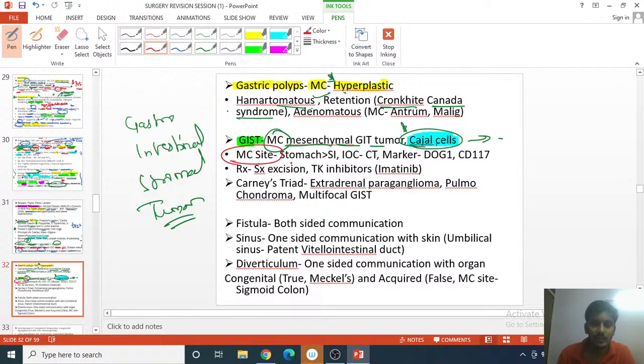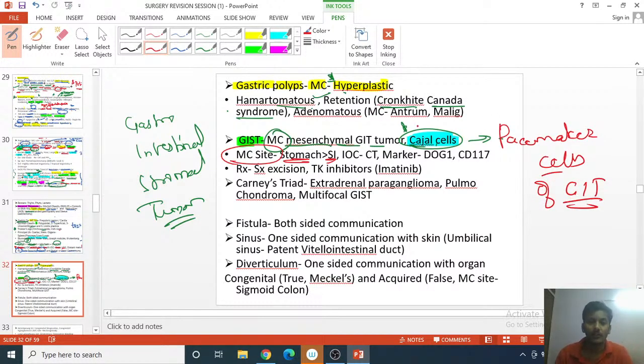Most common site for GIST is your stomach. Okay, so most common site of GIST is your stomach, please remember, followed by your small intestine. So GIST most commonly कहाँ होता है? Stomach में, followed by small intestine. कौन से cell से arise करता है? From the cells of Cajal. Yes, good Vaishali. They are known as pacemaker cells of GIT. Please remember. So pacemaker cells of GIT are your cells of Cajal, from which the GIST starts. Okay. So please remember.